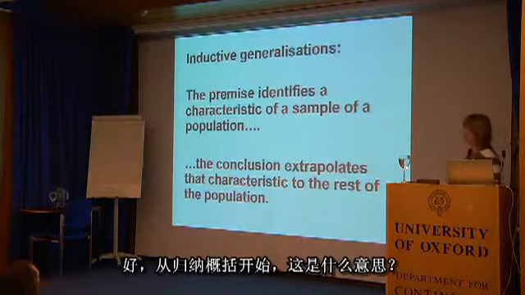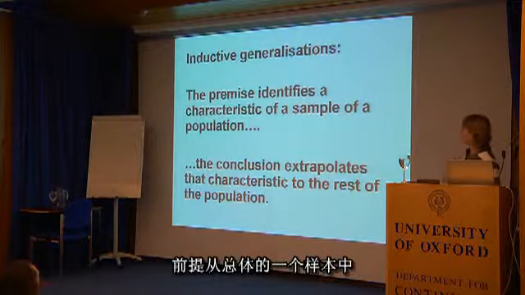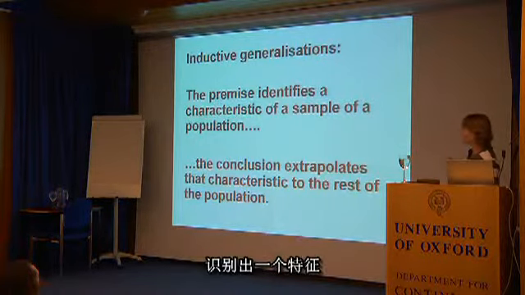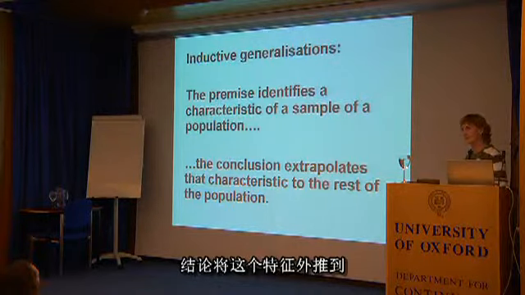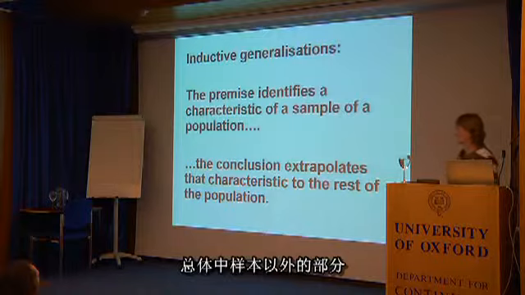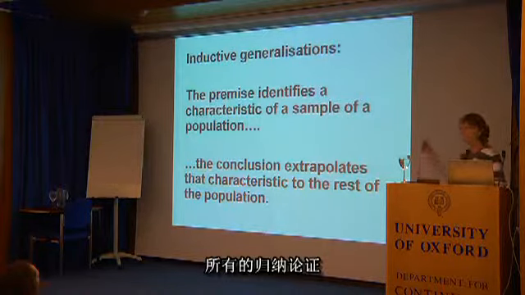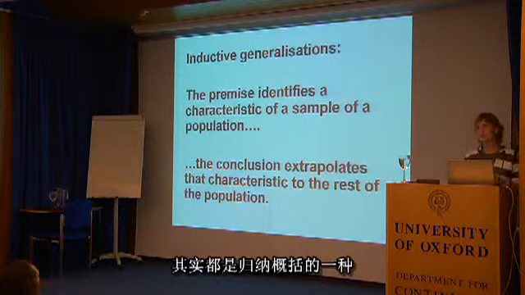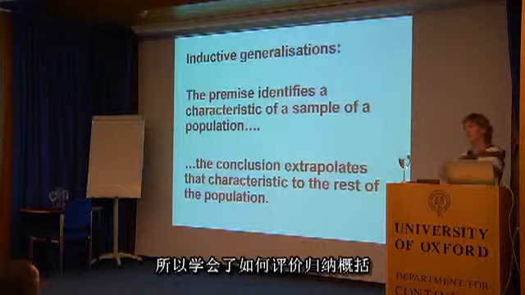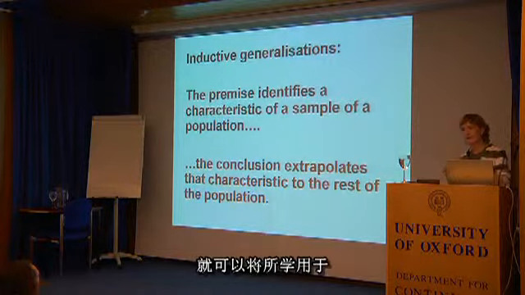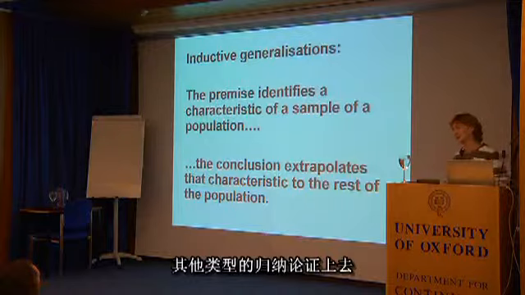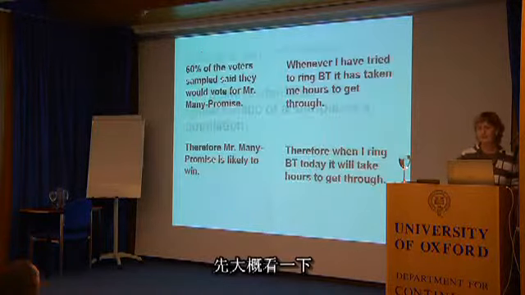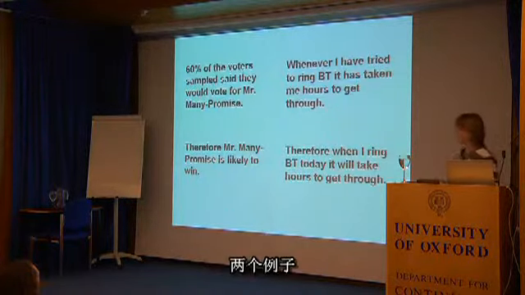Okay, let's start with inductive generalizations. What I mean by this is that the premise identifies the characteristic of a sample of a population, and the conclusion extrapolates that characteristic to the rest of the population. And all inductive arguments are actually a form of inductive generalization. So in learning how to evaluate inductive generalizations, you can apply everything you learn to other types of inductive argument. But let's have a look at them generally. Okay, here are two examples.